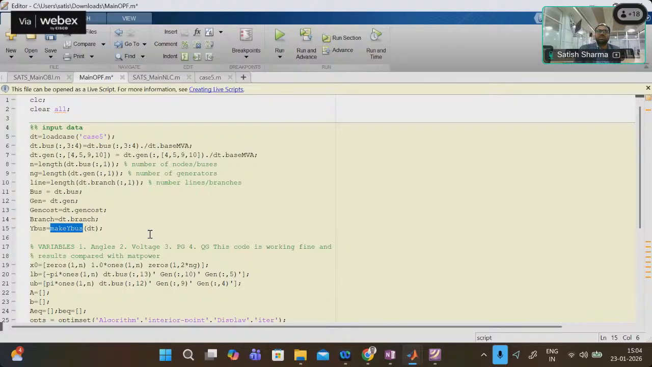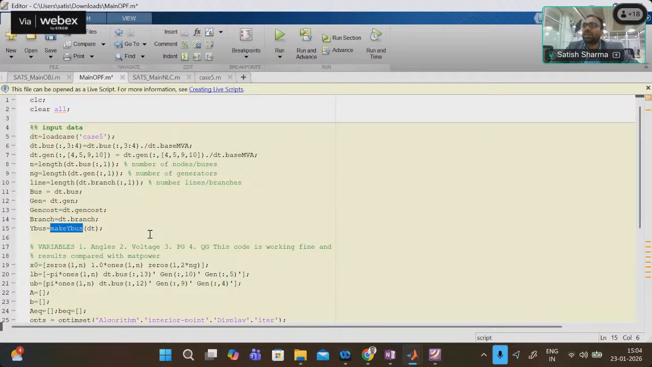So that is very simple, 2 for loops will be needed, and in hardly 5 or 6 lines you can write the code for making ybus. But in MatPower it is already inbuilt, so I called that makeYbus code for this particular information. So I have obtained the ybus, so I'm not writing it.